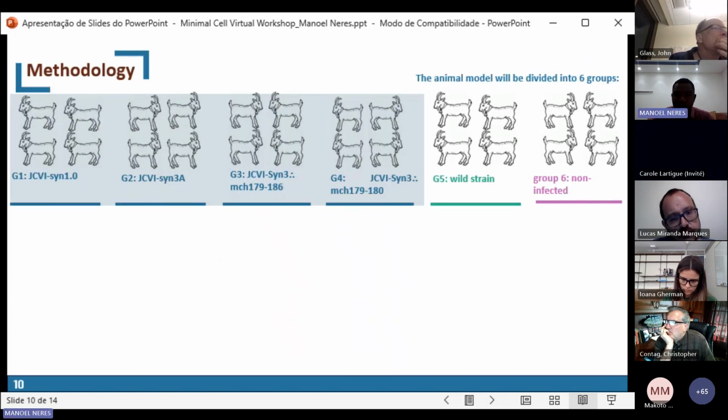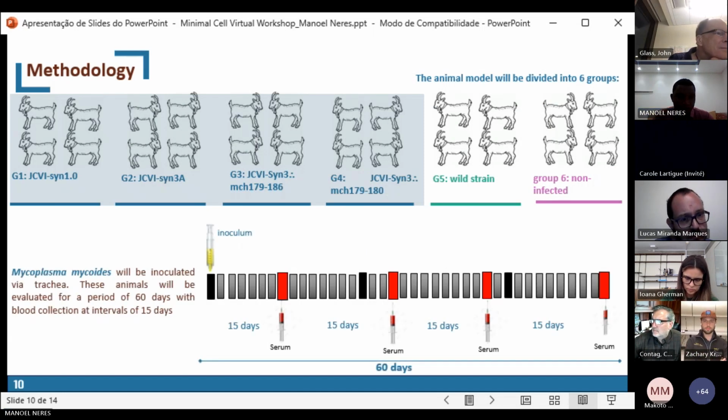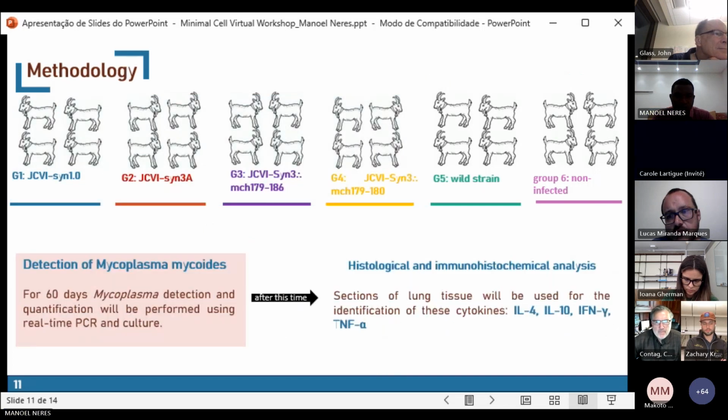The animal model will be divided into 6 groups: 4 groups for inoculation with synthetic genome Mycoplasma mycoides, 1 group inoculated with wild strain, and a 6th group with animals not infected. Mycoplasma mycoides will be inoculated via trachea. The animals will be evaluated for a period of 60 days with blood collections at intervals of 15 days. During the 60 days, mycoplasma detection and quantification will be performed using real-time PCR. At the end, histological and immunohistochemical analysis of lung tissue sections will be used for the identification of these cytokines.